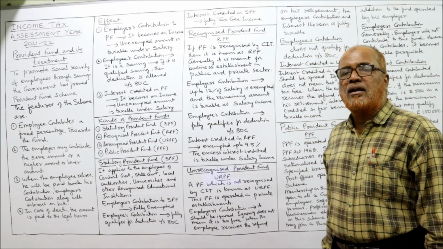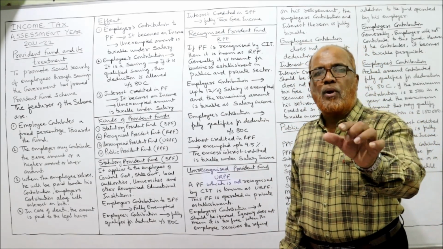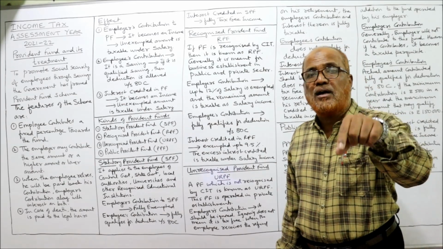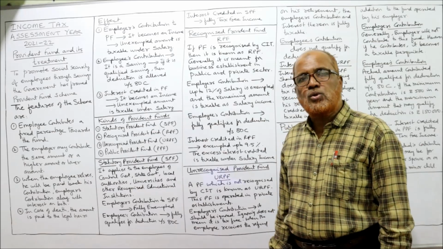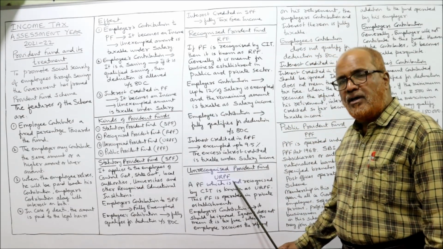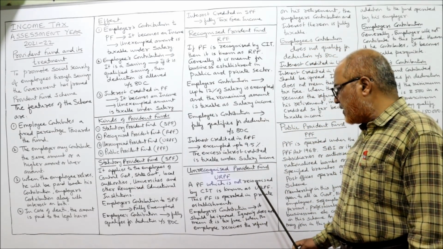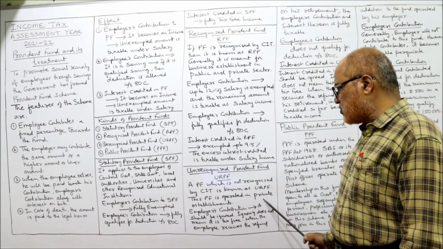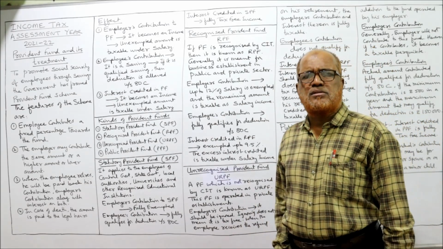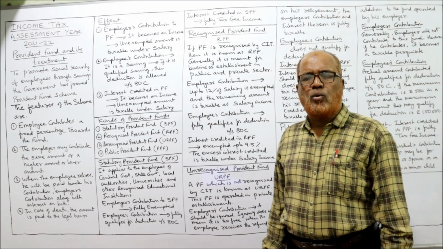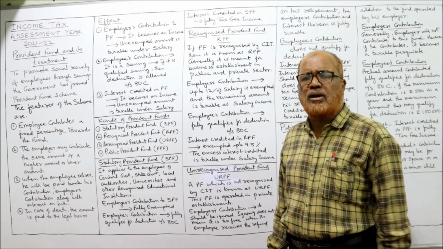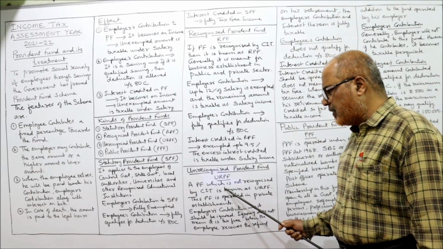Then comes the unrecognized provident fund. A provident fund which is not recognized by the Commissioner of Income Tax is called an unrecognized provident fund. This URPF is operated only in private establishments. Even public business establishments will not adopt this one. Only private small business organizations may adopt URPF.